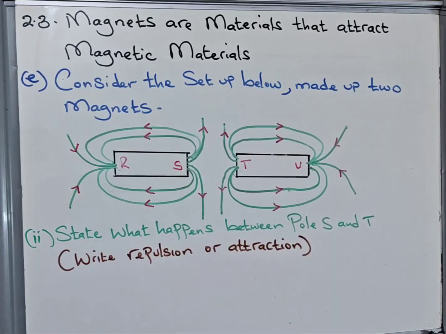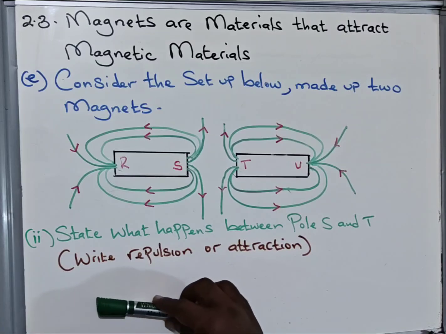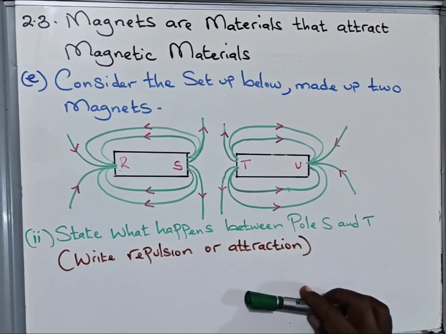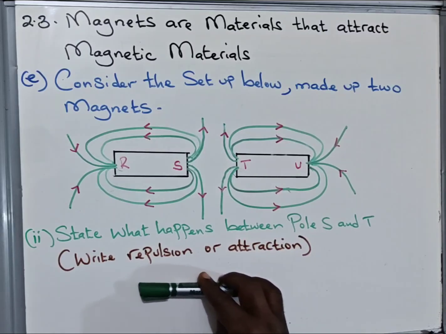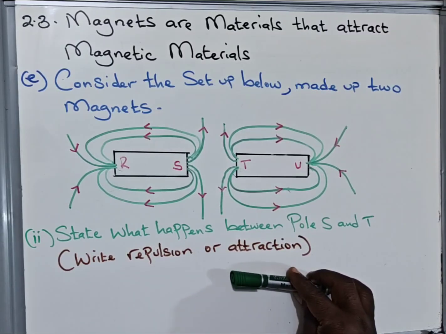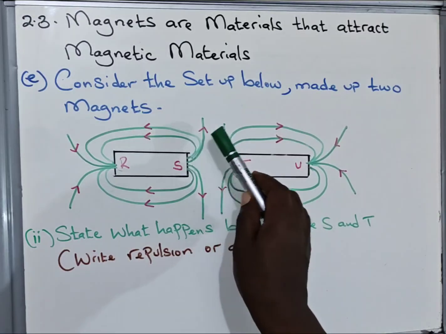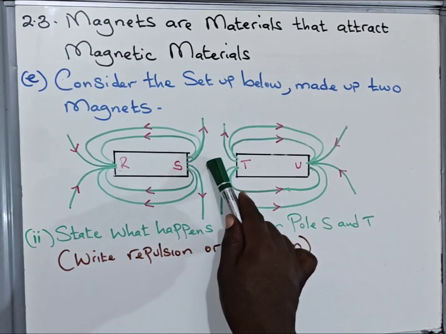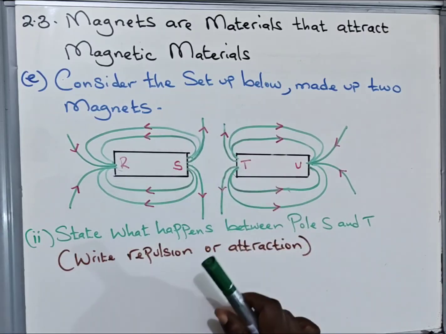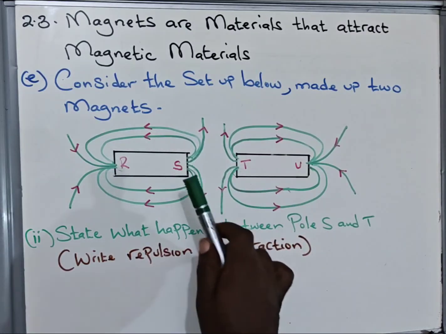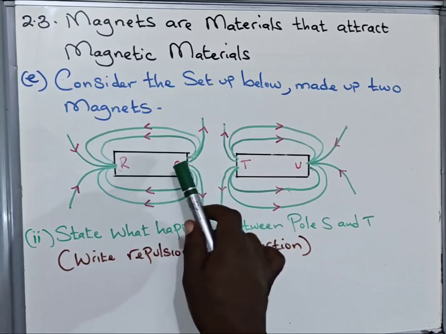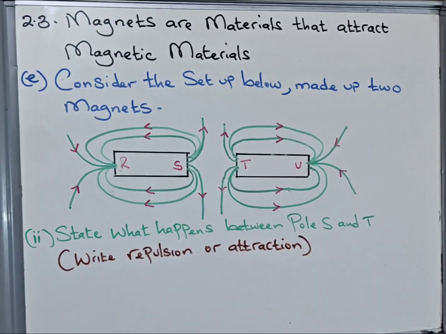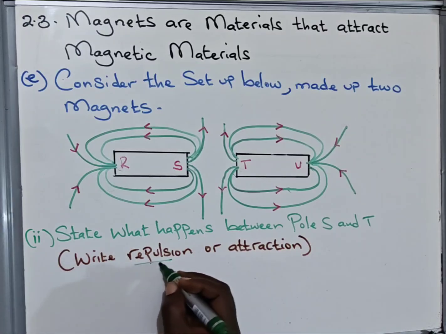Then we come to this one. It says, state what happens between poles S and T, write repulsion or attraction. Actually, the behavior of the flux indicates that it's repulsion. They're avoiding each other. So whenever you see this, the implication is that these two poles are the same. So the answer is repulsion.